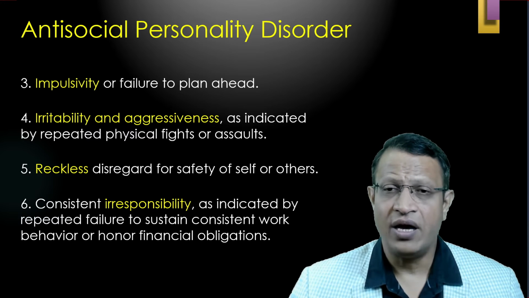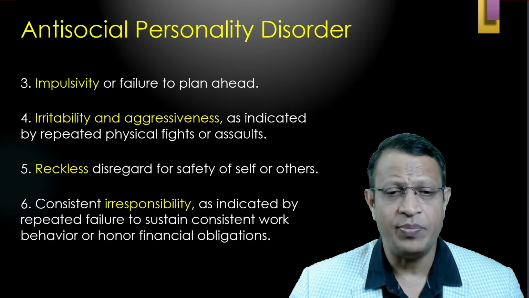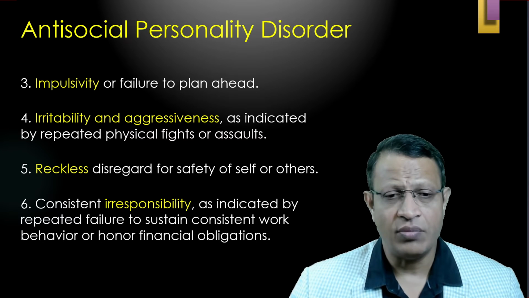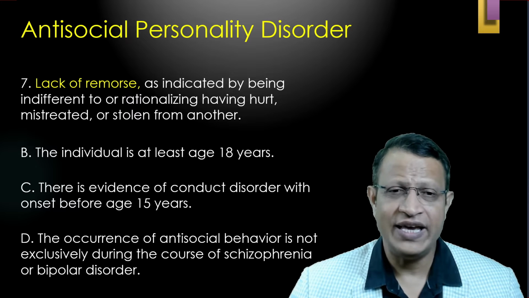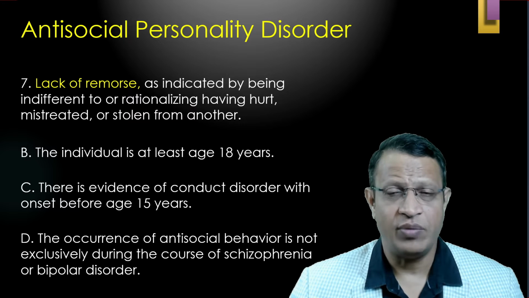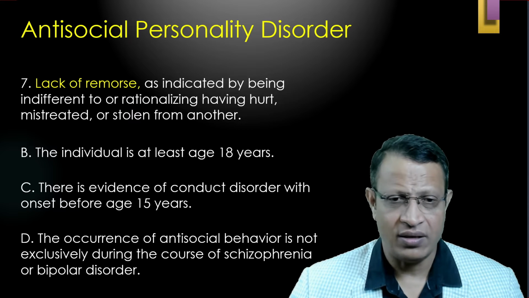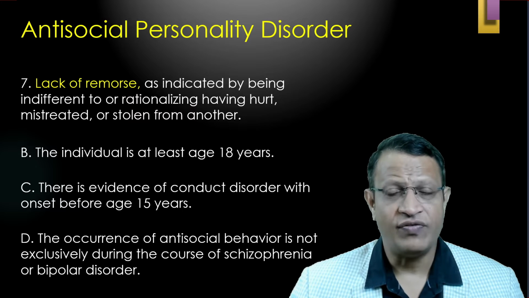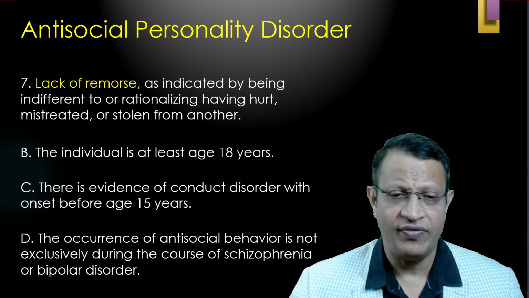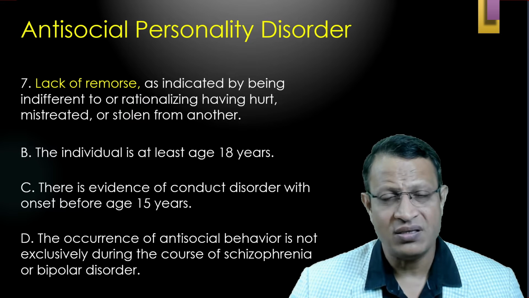Recklessness, with disregard for the safety of self and others. Consistent irresponsibility, as indicated by repeated failure to sustain consistent work behavior or honor financial obligations. Lack of remorse is a classical symptom of ASPD. They will rationalize their behavior in spite of everyone knowing that they are violating somebody else's rights. The individual is usually at least 18 years of age, and evidence of conduct disorder can be noted before the age of 15. The occurrence of antisocial personality disorder should not be secondary to any mental illness or substance use.